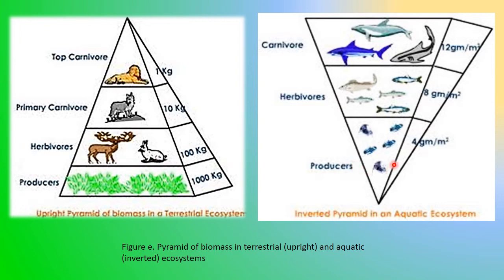And you can see how much energy can decrease towards the producer level. It is completely opposite to the terrestrial. Generally the biomass pyramid in the terrestrial ecosystem is upright, while in case of the aquatic ecosystem it is completely inverted.